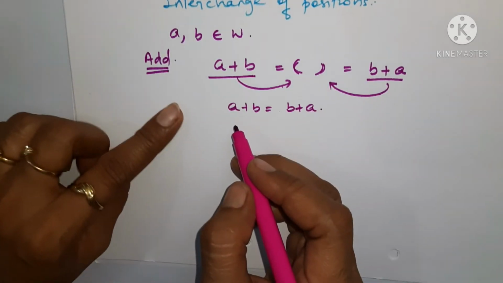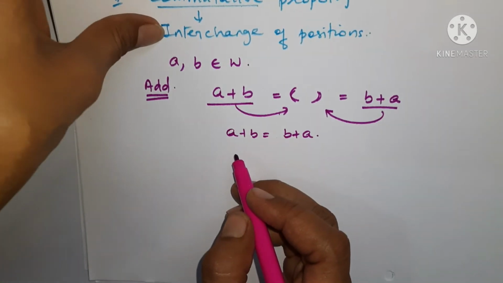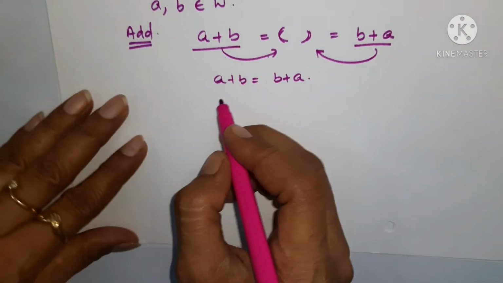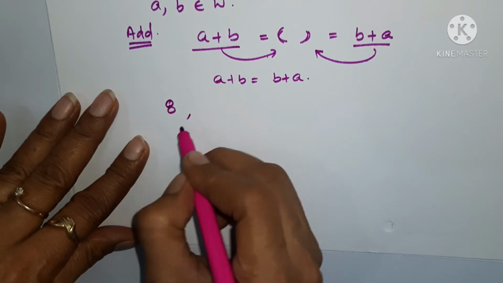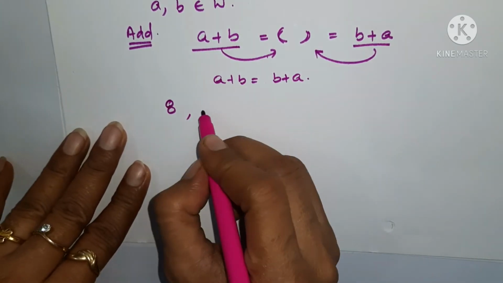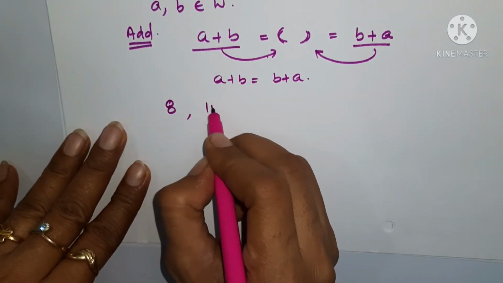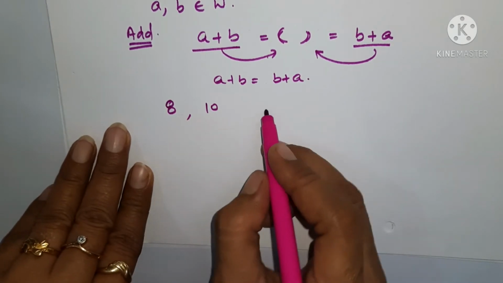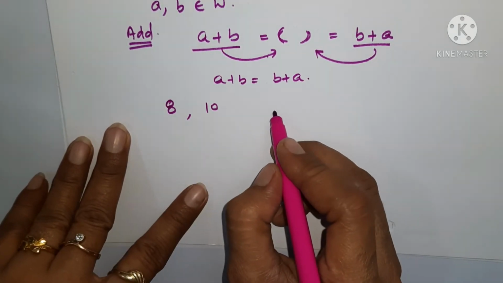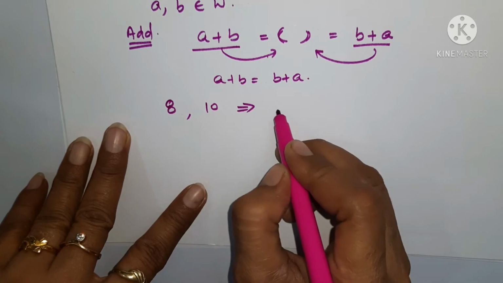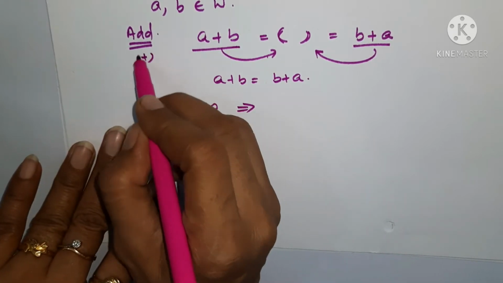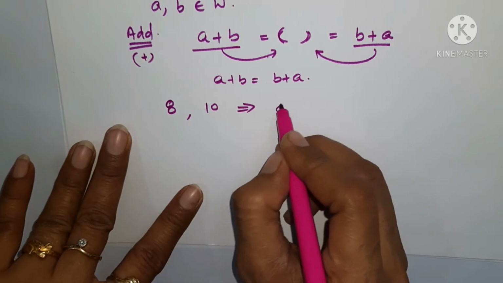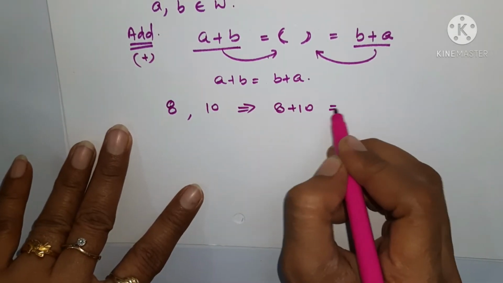Now, by taking an example, we can prove it. Suppose you have a number 8, and another number from the whole numbers family, say 10. Now if you add 8 and 10, the mathematical operation here is addition. So if you add 8 plus 10, you get 18.